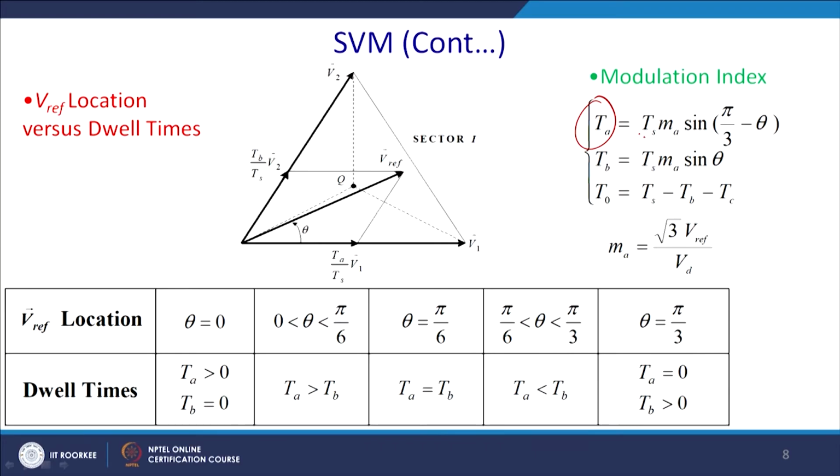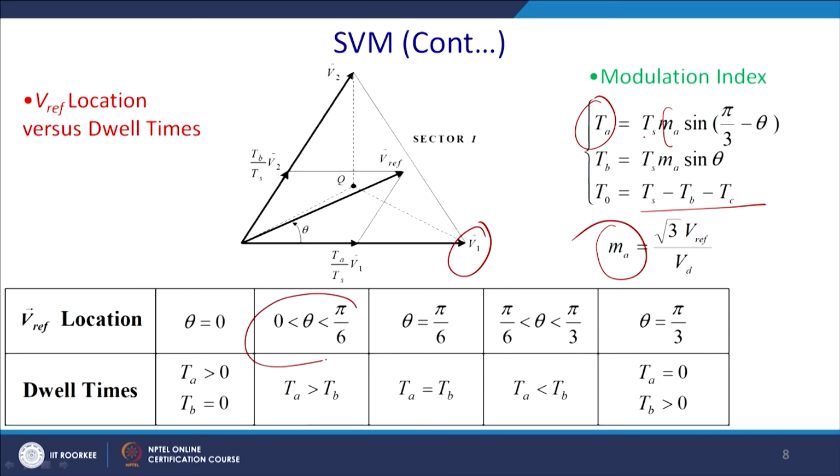Now, you have seen that Ta equals Ts, we can say this is something like sine angle modulation, that is √3 Vref by Vd as a modulation index. So, this is the modulation index of phase A, Ma sin theta, and this is the value of T0. So, you can split it till 30 degrees, it is quite clear. The vector will contribute more till 30 degrees. So, Ta will be more, and Tb equal to 0 if your reference is aligned with the alpha axis.